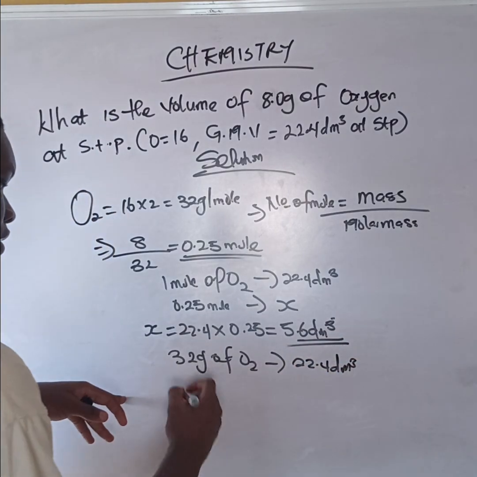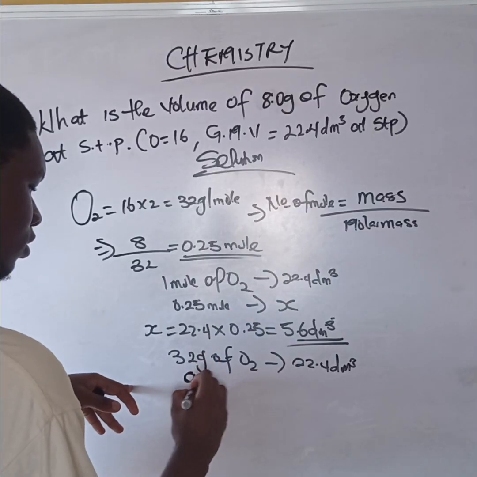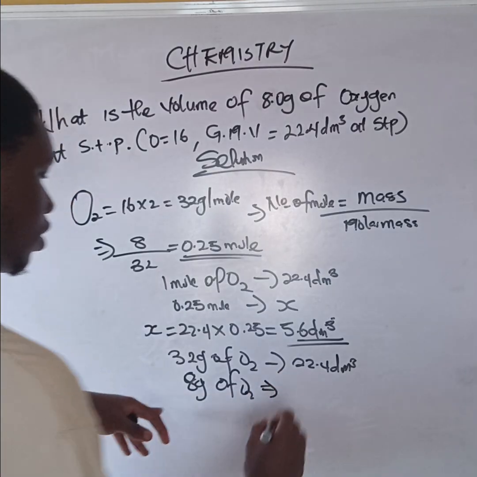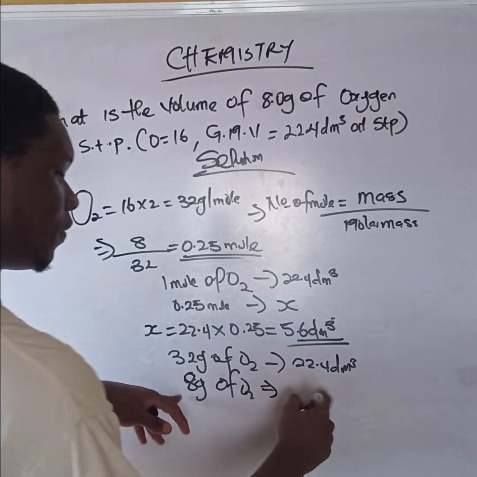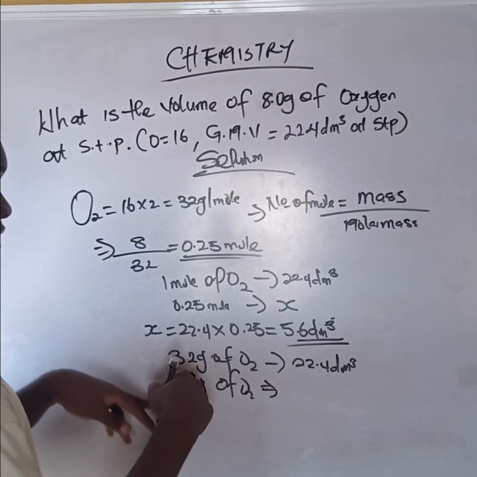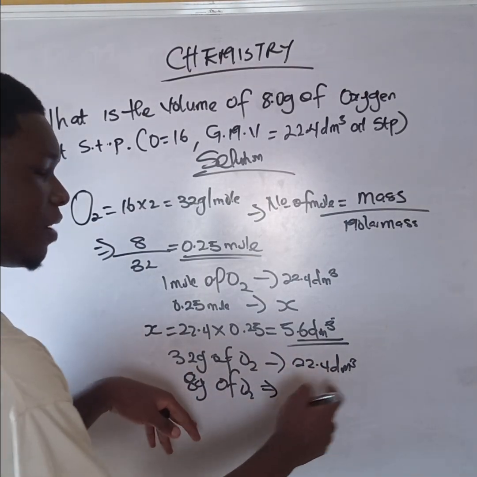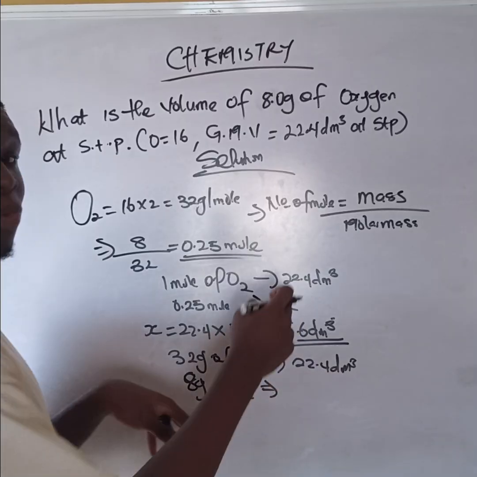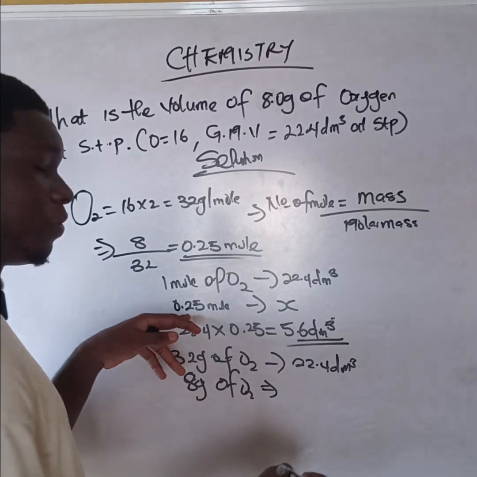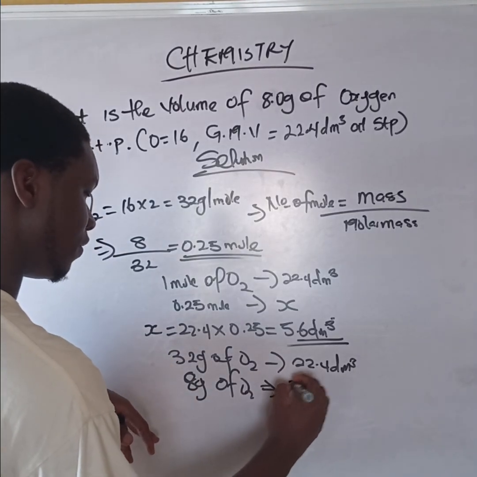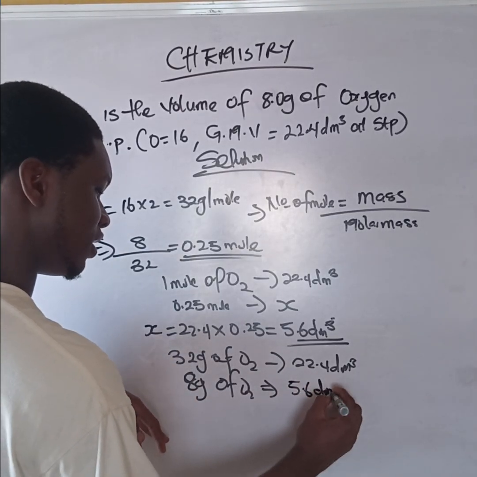Then 8 grams of oxygen will be equal to 22.4 divided by 4, because we can see on this side 32 divided by 4 is 8. So 22.4 divided by 4 is the same thing as 22.4 times 0.25, because 0.25 is 1/4, which is equal to 5.6 dm³ as well. 5.6 dm³.